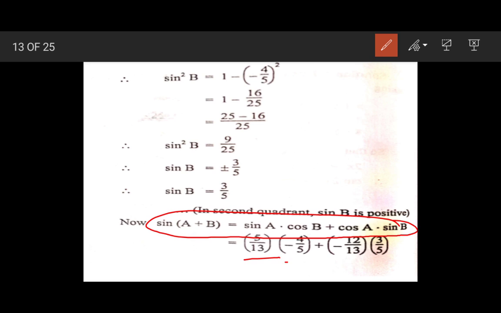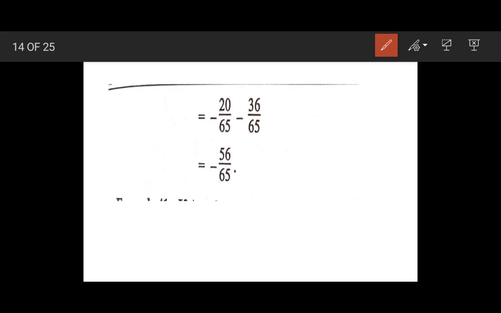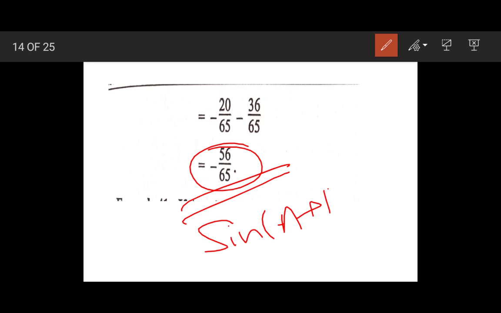So sin A cos B plus cos A sin B. Okay, then do the multiplication. So after multiplication, we get sin(A+B) as minus 56 upon 65. Okay, so sin(A+B) is minus 56 upon 65.